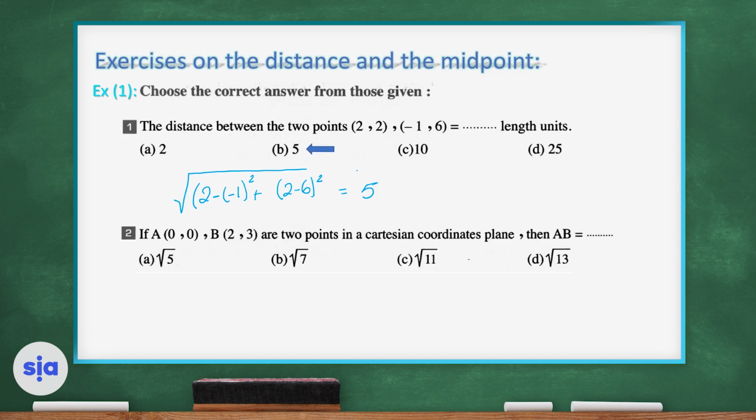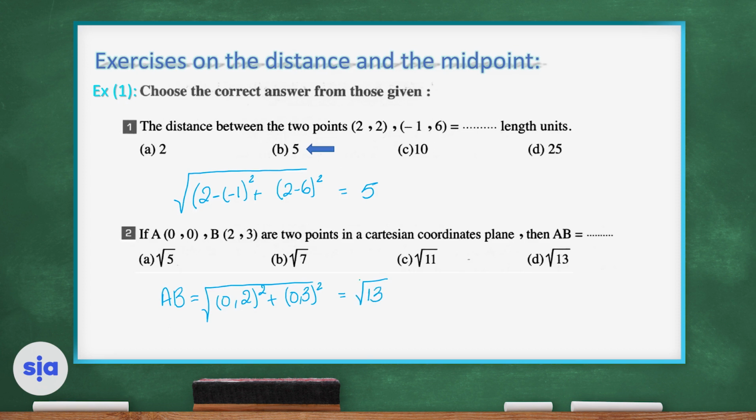In question 2, if A, that has coordinates (0, 0), and B, that has coordinates (2, 3), are 2 points in a Cartesian coordinate plane, then AB equals what? Here it's the same thing. The question wants us to find the distance between points A and B. So AB equals the square root of (0 minus 2) squared plus (0 minus 3) squared, which is the square root of 13.